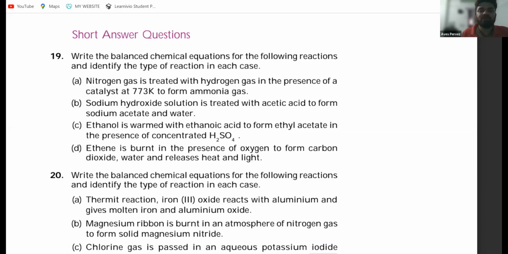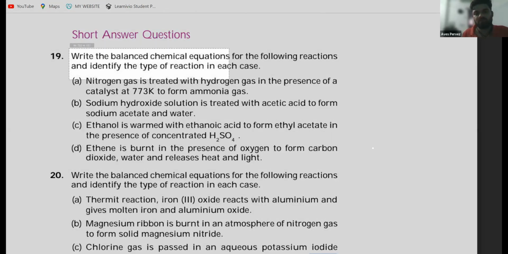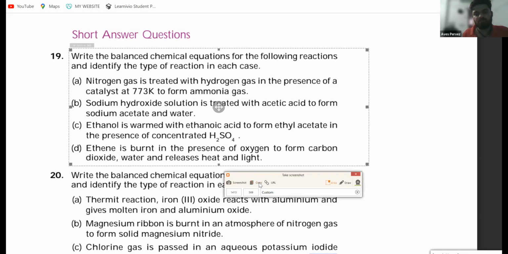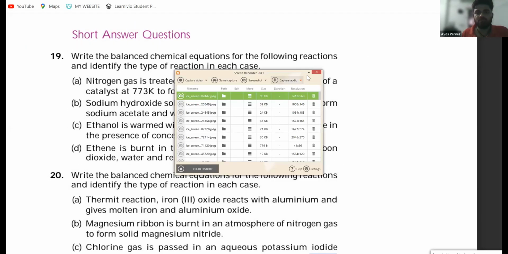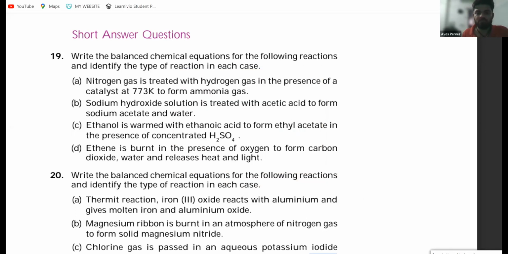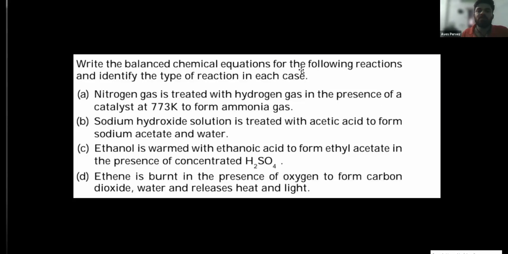Okay, for example, let's take this one. It is written that nitrogen gas is treated with hydrogen gas. So what does it mean? Nitrogen gas means N2. Nitrogen plus hydrogen.